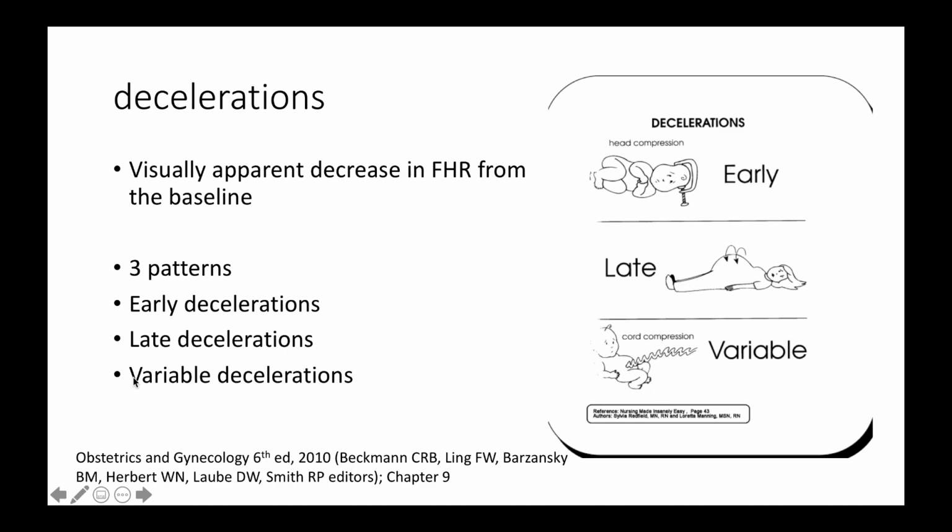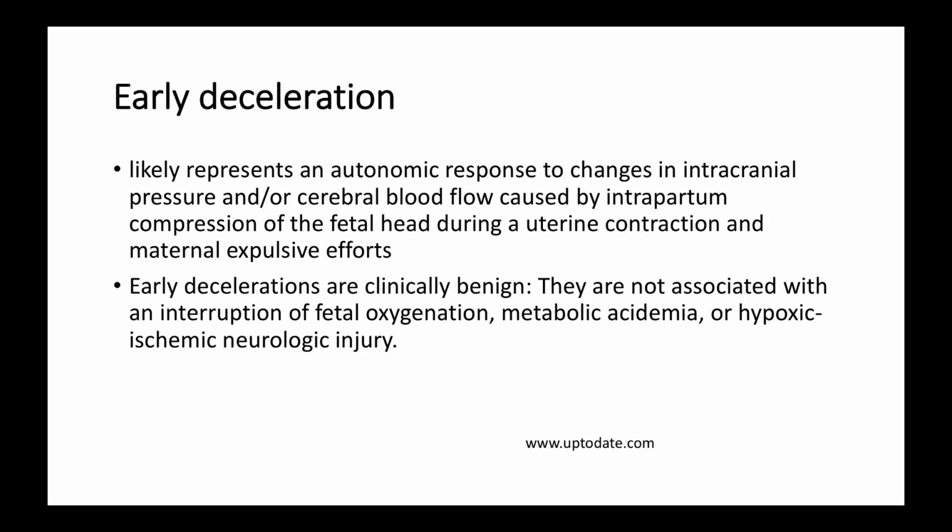On the other hand, late and variable decelerations usually are pathologic tracings. Usually late decelerations connote uteroplacental insufficiency, whereas variable decelerations usually connote cord compression. Early decelerations likely represent an autonomic response to changes in intracranial pressure and/or cerebral blood flow caused by intrapartum compression of the fetal head during a uterine contraction and maternal expulsive efforts.